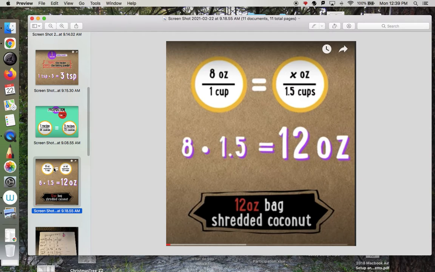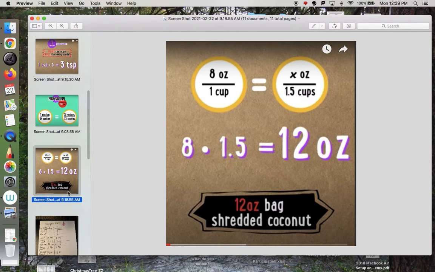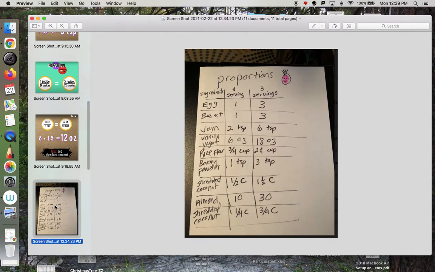This one was converting cups to ounces, because their recipe was in ounces, not in cups. They knew they needed 1.5 cups, and they knew that there were 8 ounces in 1 cup, so they figured out that they needed 12 ounces, which ended up being 1 bag of shredded coconut for the 3 recipes. If you missed any part of the recipes, there it is.